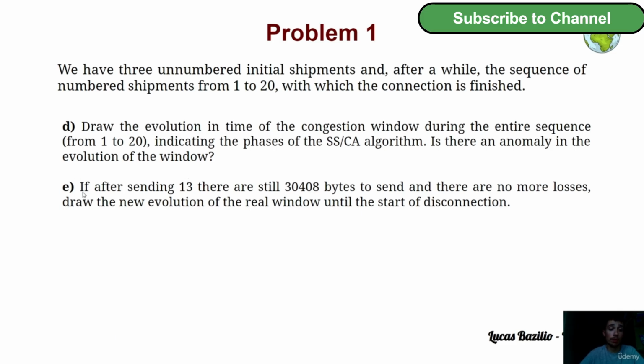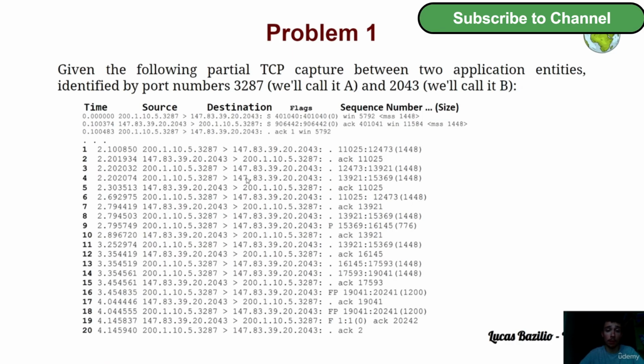And the final question of this problem 1, the question E, states, if after sending the packet 13, okay, the frame 13, there are still 30,408 bytes to send, and there are no more losses, draw the new evolution of the real window until the end of this connection. Okay, so this is the problem 1, okay, as we have mentioned, we're going to solve only the question A in this lecture.